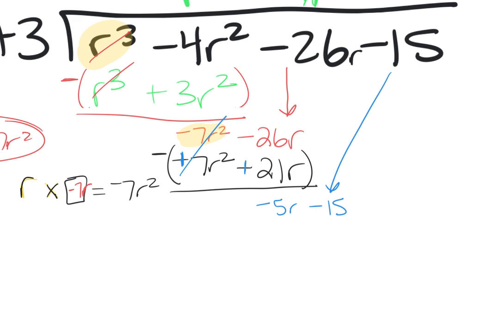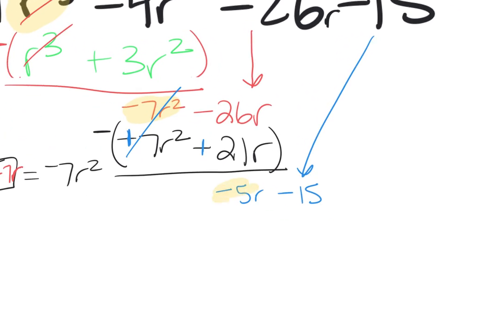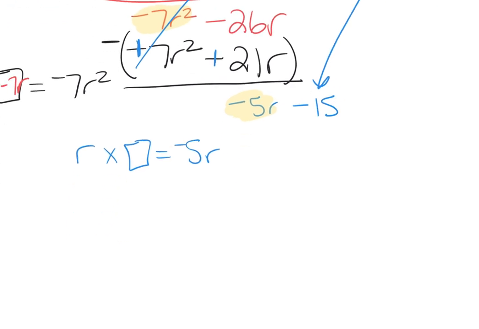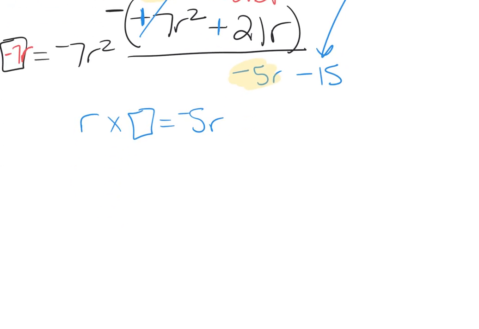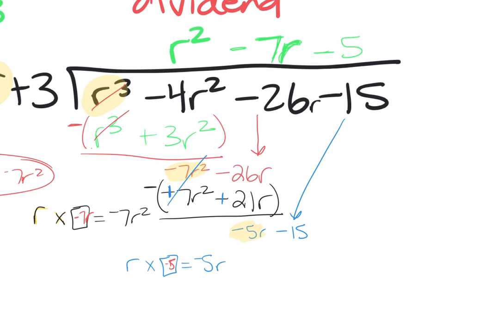We repeat that cycle one more time. That's my last thing to bring down, so I know I'm almost there. I've got an r on the outside. I've got to think about r. I'm going to write it right here. R times what would get me negative 5r? Negative 5. R times negative 5 is negative 5r. So up at the top, I'm going to put in a negative 5. And now we multiply. Negative 5 times r, that's my negative 5r.